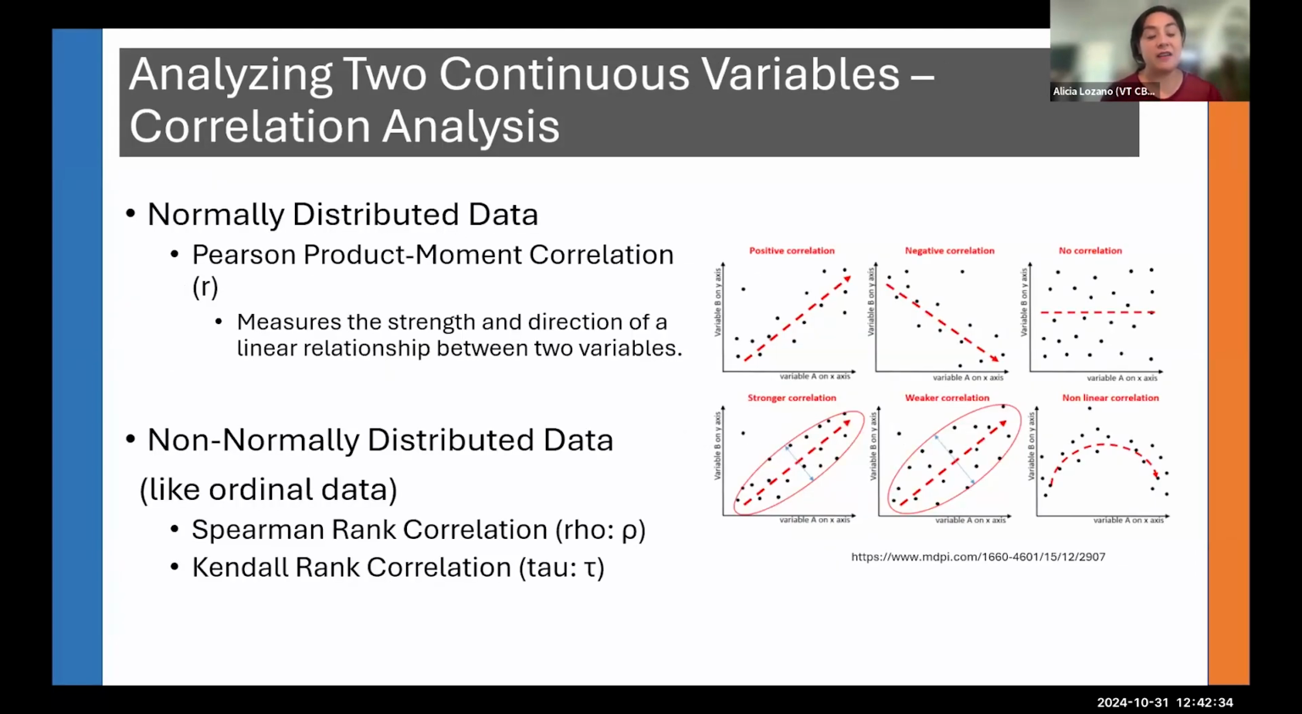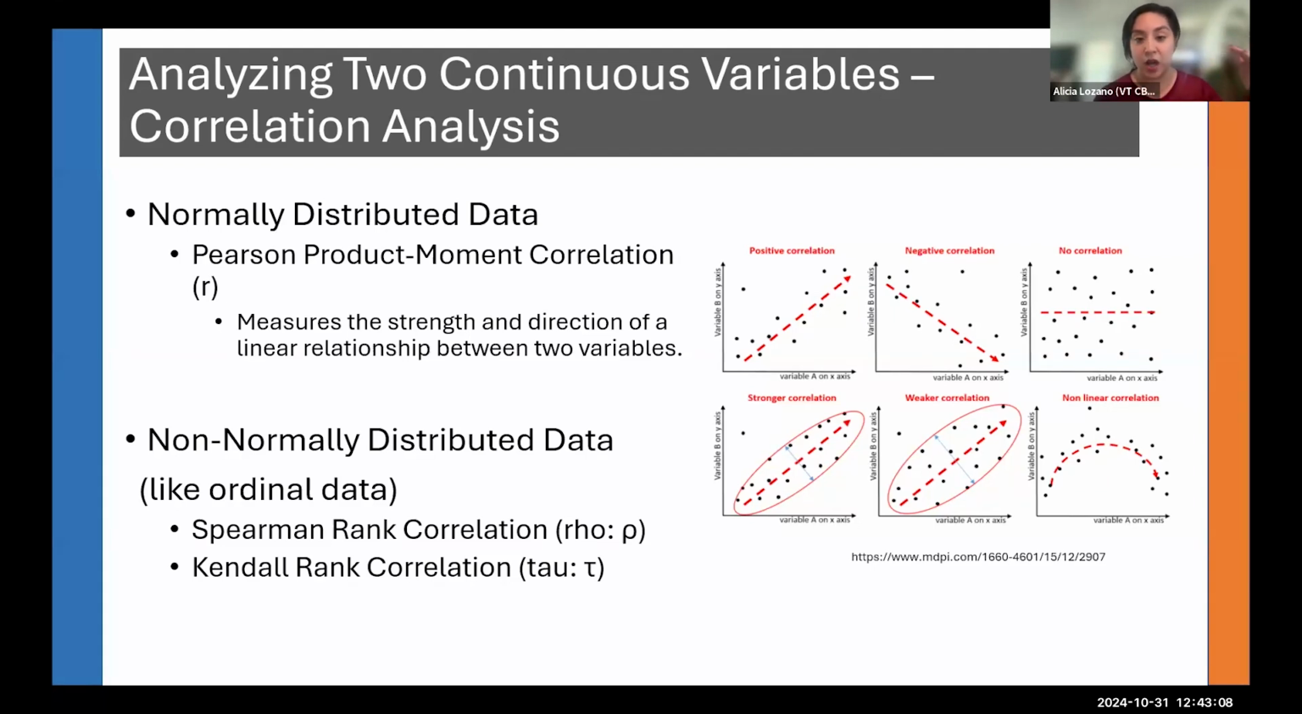All right, and so here is a case where we have two continuous variables. If the two variables that we want to examine are both normally distributed, you would use a Pearson's product moment correlation. Essentially this measures the strength and direction of what we're assuming to be a linear relationship between these two continuous variables.